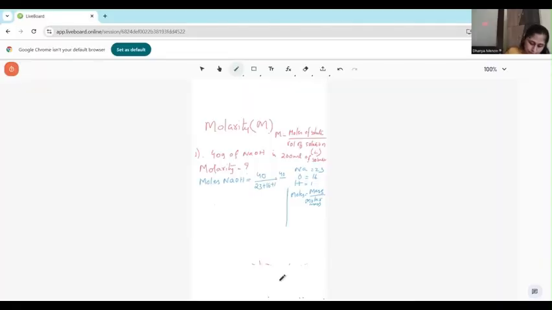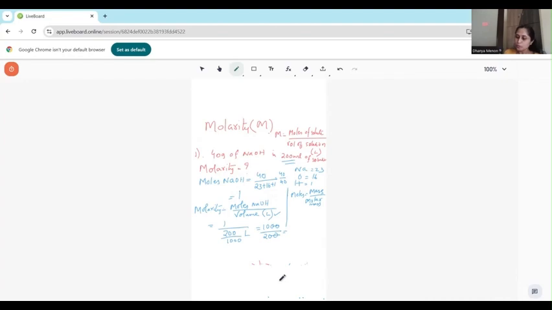Now, if I say molarity, moles of NaOH over volume in liters. So moles of NaOH is 1. Volume of the solution is 200 ml, but we have to write it in liters. So I'm dividing by 1000 in order to convert it into liters. Right. So I have 1000 by 200, which is equal to 5 capital M.